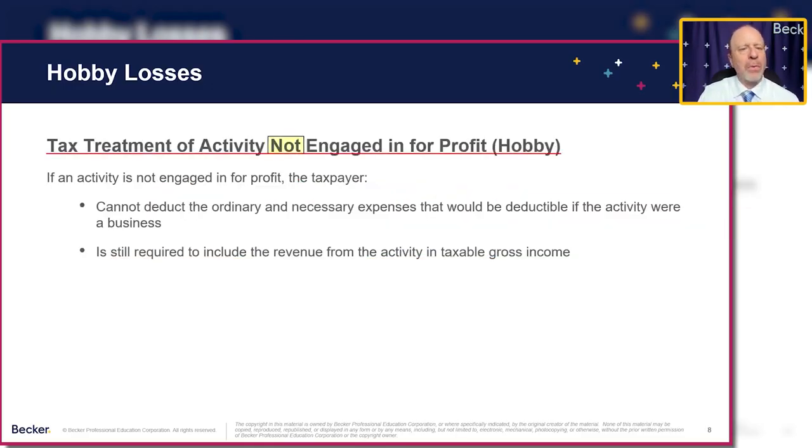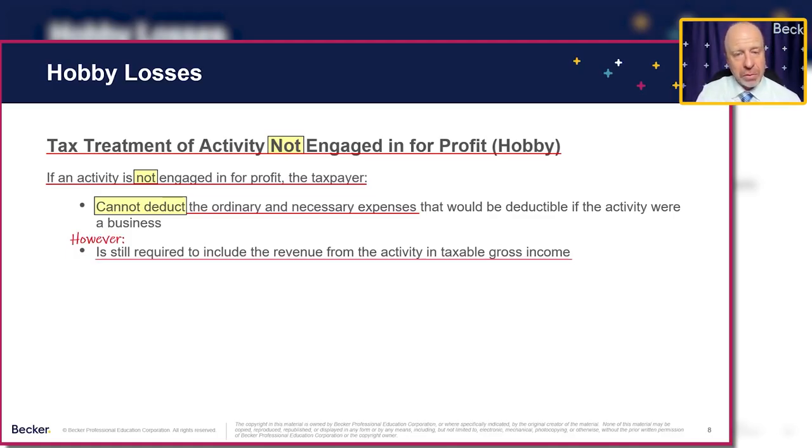All right. Now, if it's not a business for profit, if it is a hobby, in other words, if you're not engaged in a business for profit, you are engaged in a hobby, what does that mean? Well, if you're not engaged in for-profit activity, guess what? You cannot deduct your expenses. You cannot deduct your losses. But, however, you need to know this. If that hobby generates revenue, guess what? You have to include it in your gross income.